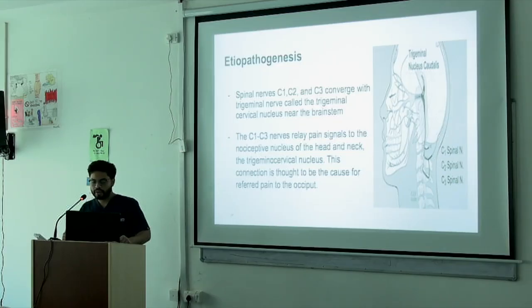To understand the etiopathogenesis, the cervical spine C1, C2, and C3 converge with the trigeminal nerve and form a nucleus known as the trigeminal cervical nucleus near the brainstem. So any pathology at the C1, C2, C3 level would be referred to the nucleus and would further present as pain. The C1, C2, C3 nerves relay pain signals to the nociceptive nucleus of the head and neck, the trigeminal nucleus. This connection is thought to be the cause of referred pain to the occiput.